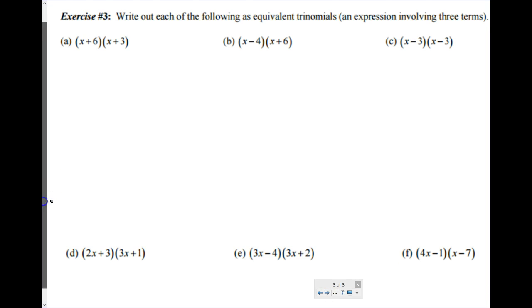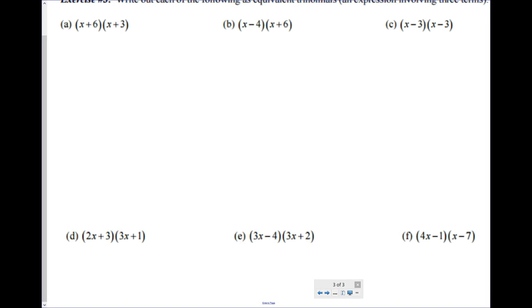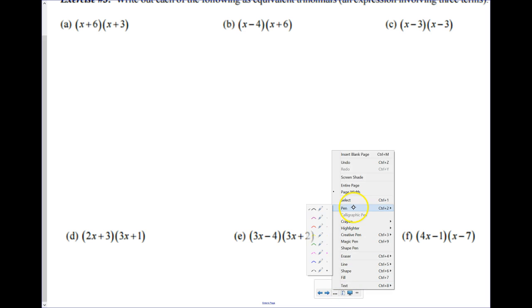I think that we need some practice with this, so I'm going to do 3 examples here, and then you're going to try 3 on your own. Okay? So let's try A together, and I'm going to solve A using both ways. I'm going to do both so I can show you. First, let's do double distribution on A.